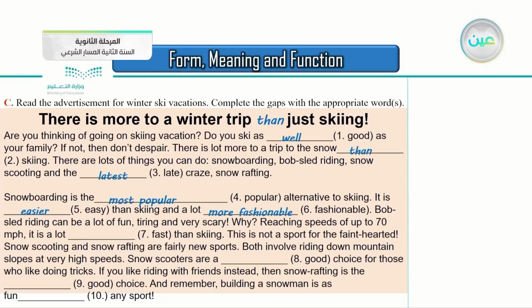Bobsled riding can be a lot of fun, tiring, and very scary. Why? Reaching speeds of up to 70 miles per hour is a lot faster than skiing. This is not a sport for the faint-hearted. Snow scooting and snow rafting are fairly new sports. Both involve riding down mountain slopes at very high speeds.